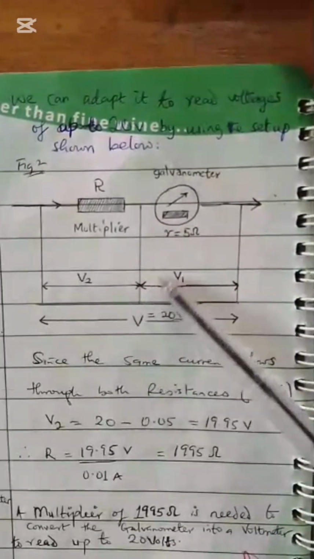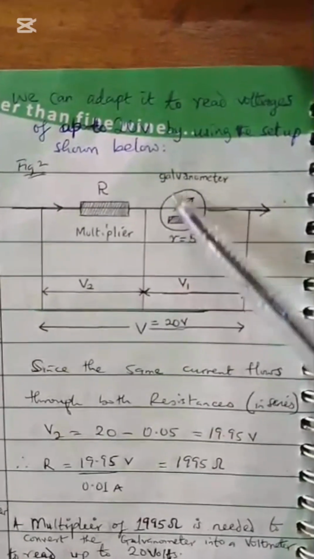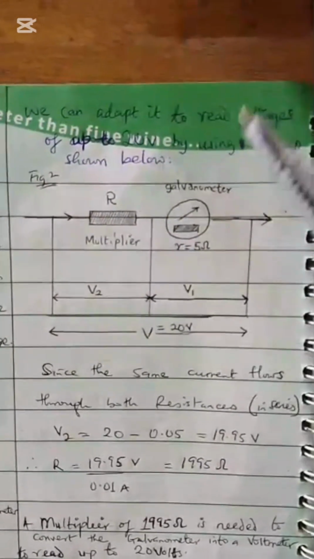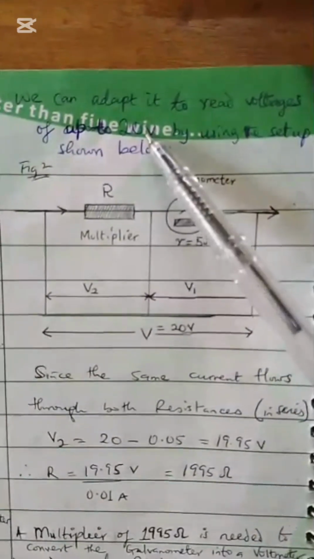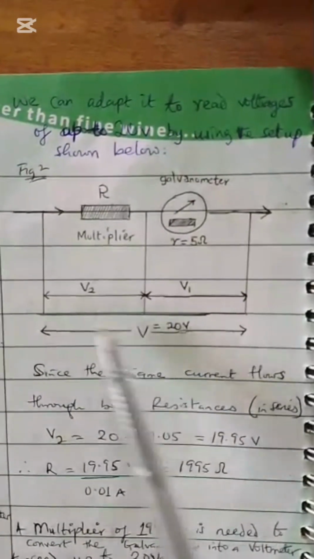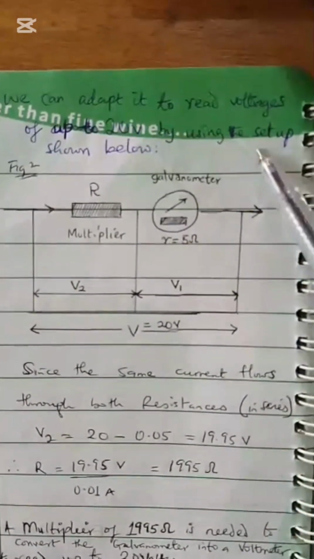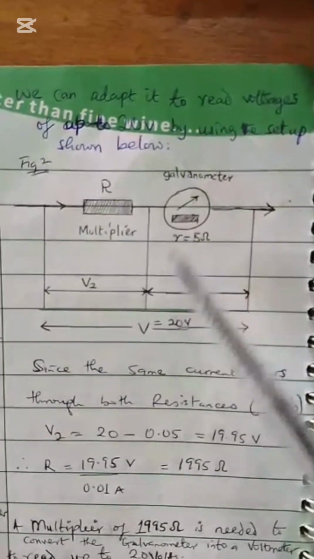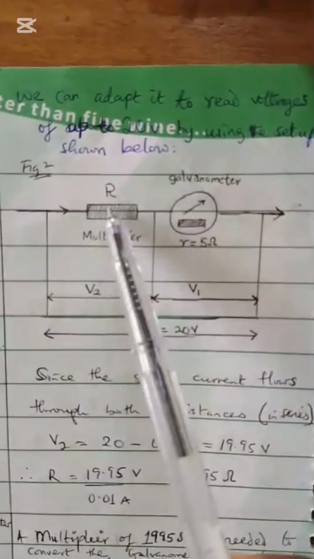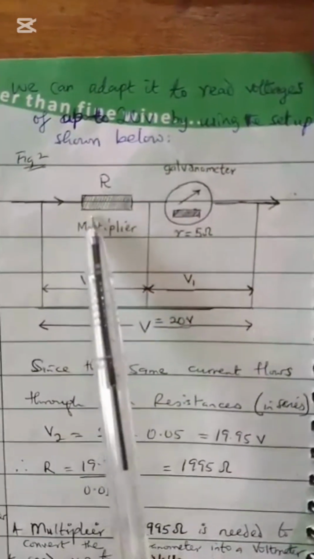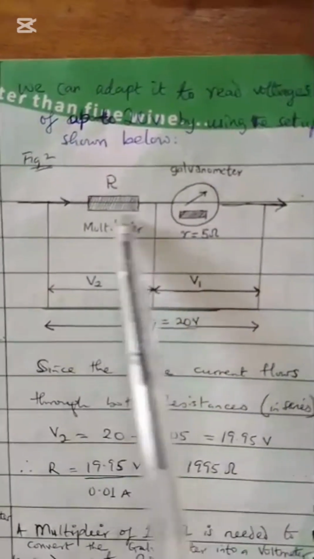Before we continue, what we are trying to do here is adapt our galvanometer into a voltmeter. We want to adapt it to read voltages of up to 20 volts. That's why you have this 20 volts here. We want to be able to read voltages up to 20 volts using this setup. This is our multiplier: a high resistance in series with our galvanometer is called a multiplier.